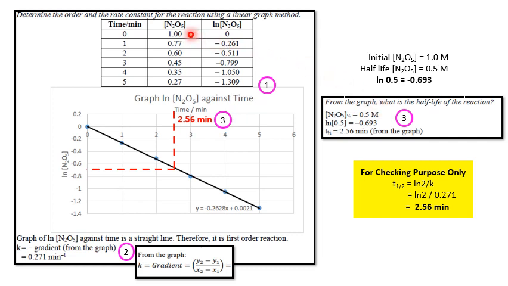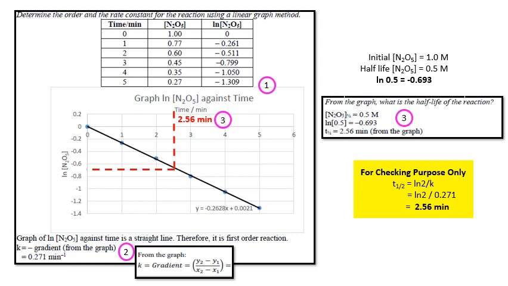So how? First of all, you must understand, given over here, the initial concentration of N2O5 is 1.00. The half-life means the concentration will be reduced to half, which is 0.5. Then you convert the 0.5 to ln 0.5, and the answer is negative 0.693. Once you get the answer of negative 0.693, you can find out where is the negative 0.693. Here it is. You extrapolate it, and you'll notice that at negative 0.693, the time is 2.56 minutes.